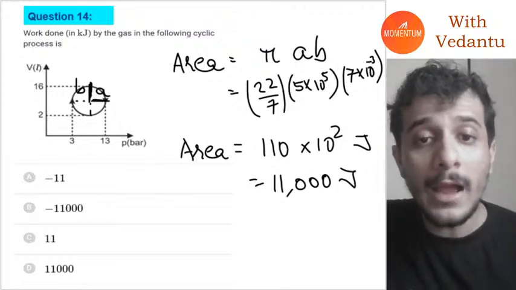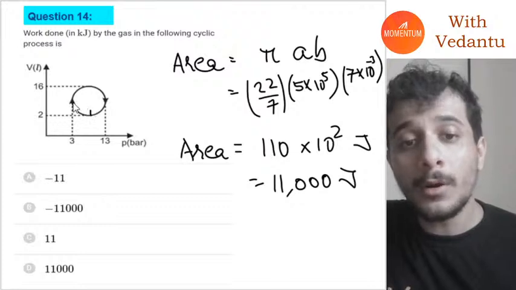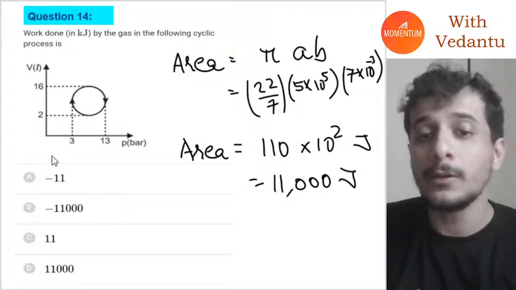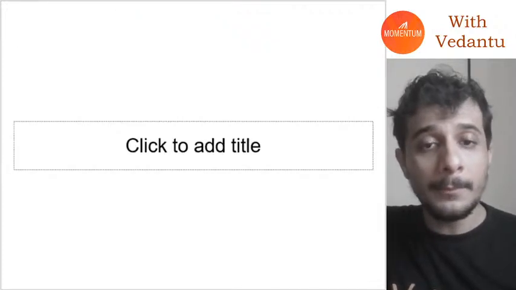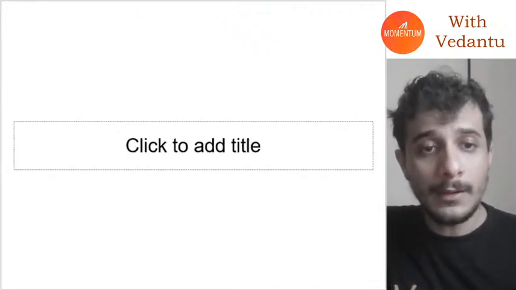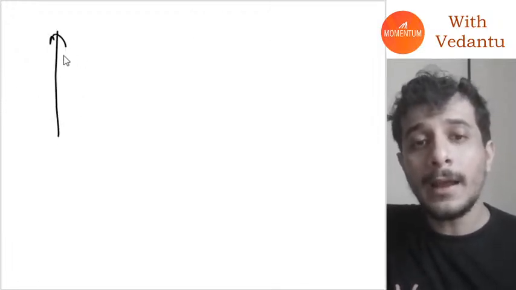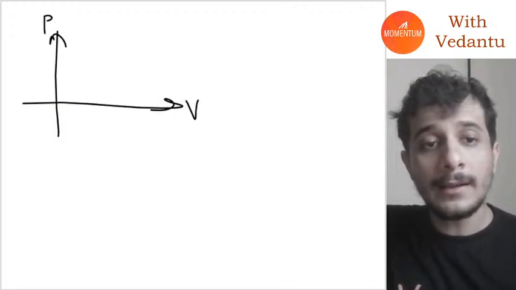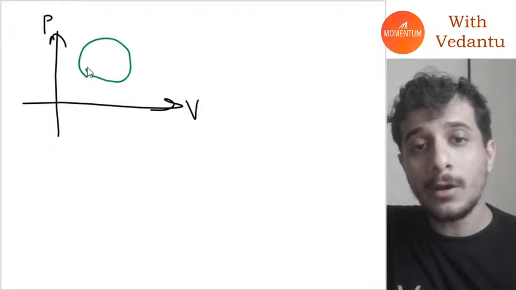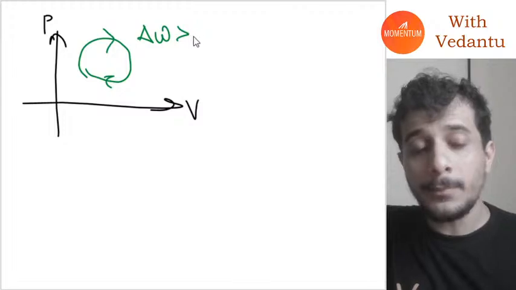I have to look at whether the work done will be positive or negative. For that, guys, what do you have to remember? Let me tell you. You have to remember that if I have a P versus V graph with a cycle that is clockwise like this, then in this case work done will be positive.